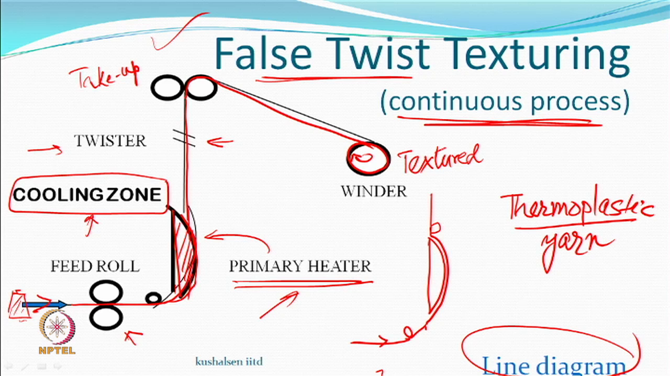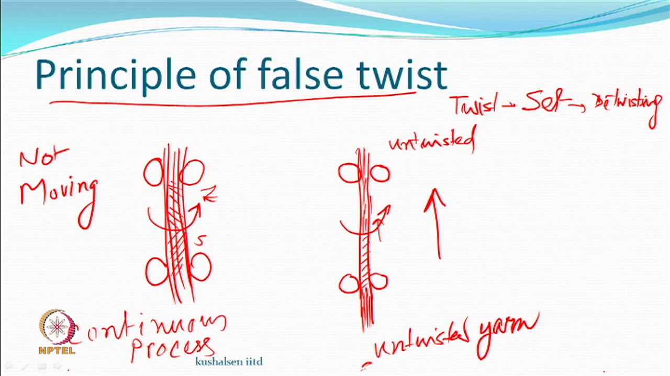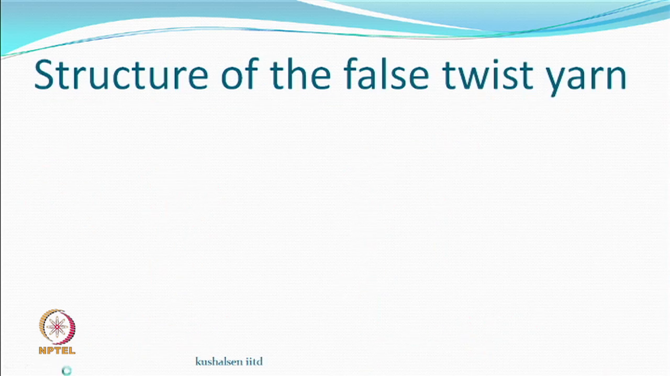Is that right? So, the principle of false twist is clear, and the general scheme of things is also clear, the sequence also in which it should happen. You can't have any other sequence, can't do setting before the twisting and can't do setting without cooling in case of thermoplastic yarns. If there are other yarns, then we will learn about how they can be set as well.